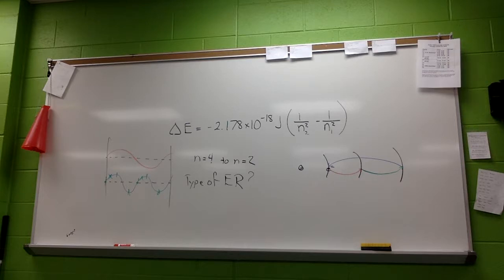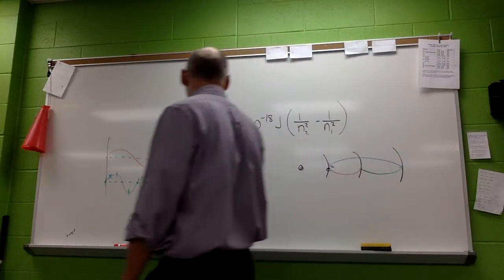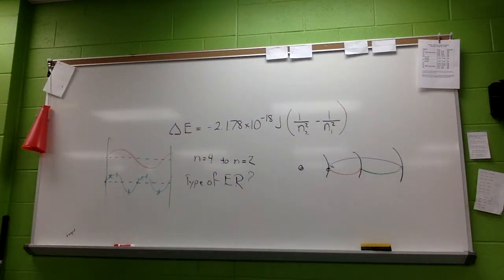Anyway, this value right here is a constant, and interestingly enough, it's derived from 3 other constants. 2 of them you know: Planck's constant and c, the speed of electromagnetic radiation in a vacuum. And then the third one is something called the Rydberg constant. Don't worry about it, because if you have 3 constants and you put them all together, you get another constant. But anyway, it's negative 2.178 times 10 to the negative 18 joules.